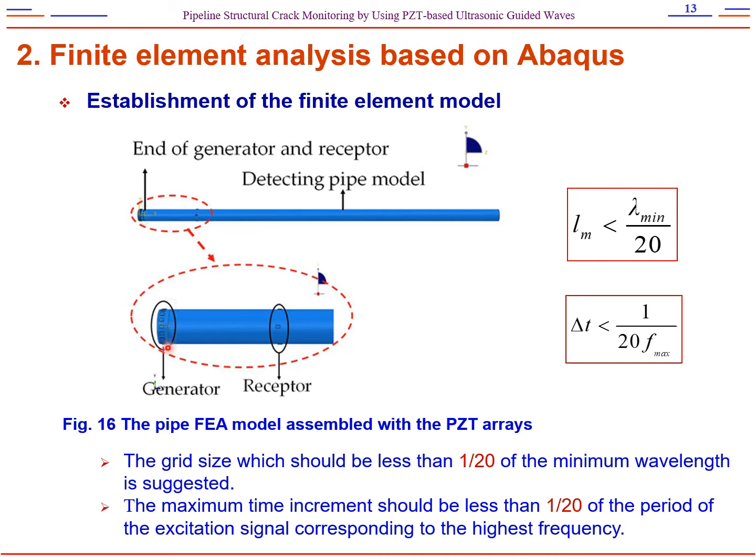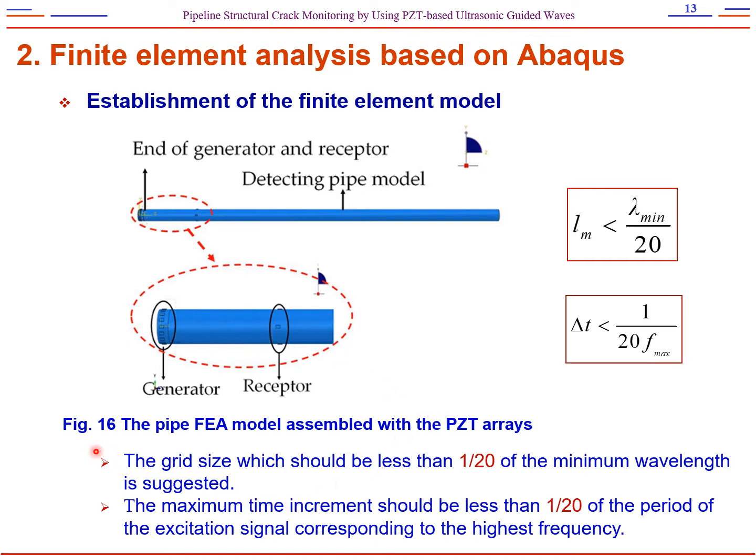And here is the actuation end, and this is the reception end. 16 PZT patches are placed here as generators to generate the guided wave. The guided wave mode is L02, and here 4 PZT patches are used as sensors to receive the guided wave.